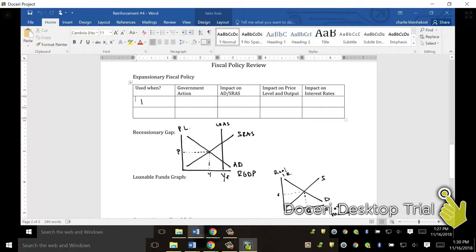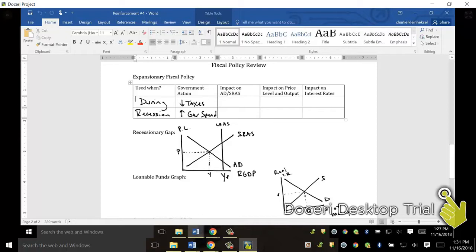Okay? Put here during recession. And the action of the government is to give the economy a boost to fix the recession. So to do that, our government can do two things. One, they can decrease taxes. And two, they can increase government spending. Tax less, spend more are the expansionary fiscal policy tools.